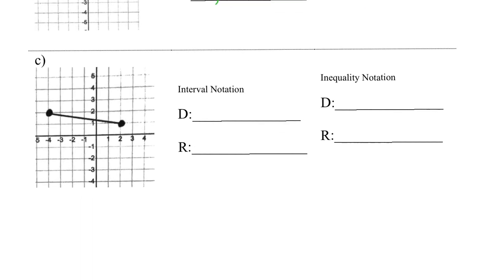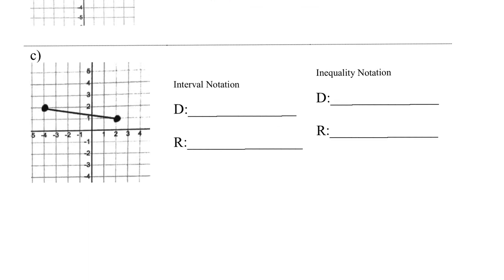Let's try the next one. Okay, interval notation, x's. Closed circle at -4. Closed circle at 2. Okay, for inequality notation, that means the lowest is -4. Since it's a closed circle, it can equal. Highest is 2. And it can equal because it's a closed circle.